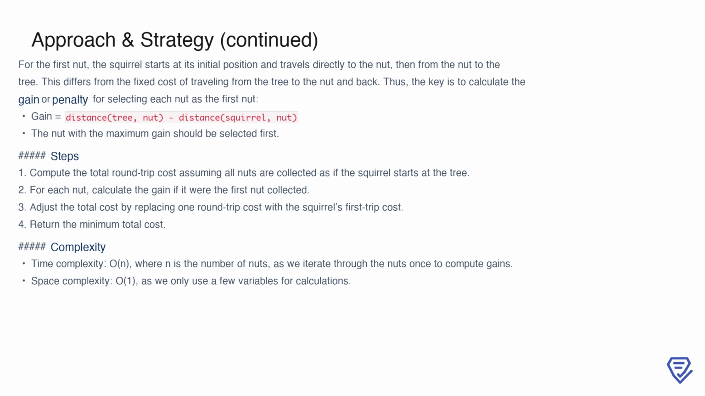The steps for this approach are straightforward. First, compute the total round-trip cost as if the squirrel starts at the tree for all nuts. Then, for each nut, calculate the gain associated with collecting it first. Adjust the total cost by replacing one round-trip cost with the squirrel's first trip cost, and return the minimum total cost. This method has a time complexity of O(n), because we only iterate through the nuts once to compute gains, and the space complexity is O(1), requiring only a few variables for the calculations.